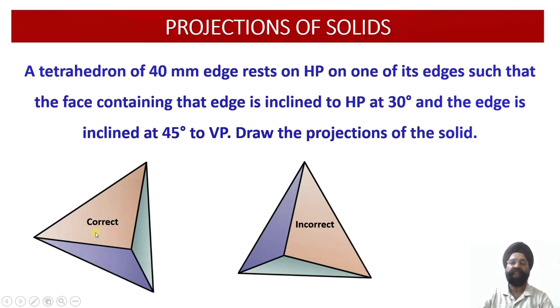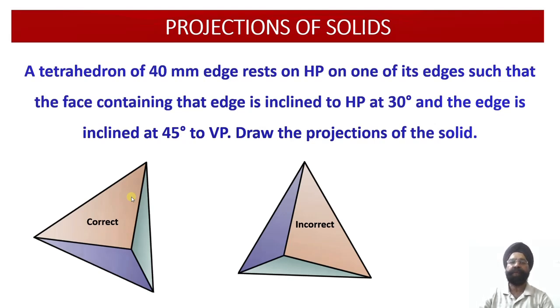So let us move to the other orientation, in which one of the edges of the tetrahedron will be perpendicular to the vertical plane. If one of the edges of the tetrahedron is perpendicular to the vertical plane, then if we tilt this tetrahedron through this apex in this way, the tetrahedron will be lying on the horizontal plane on one of the edges of the base. So this is the correct orientation that we need to follow.